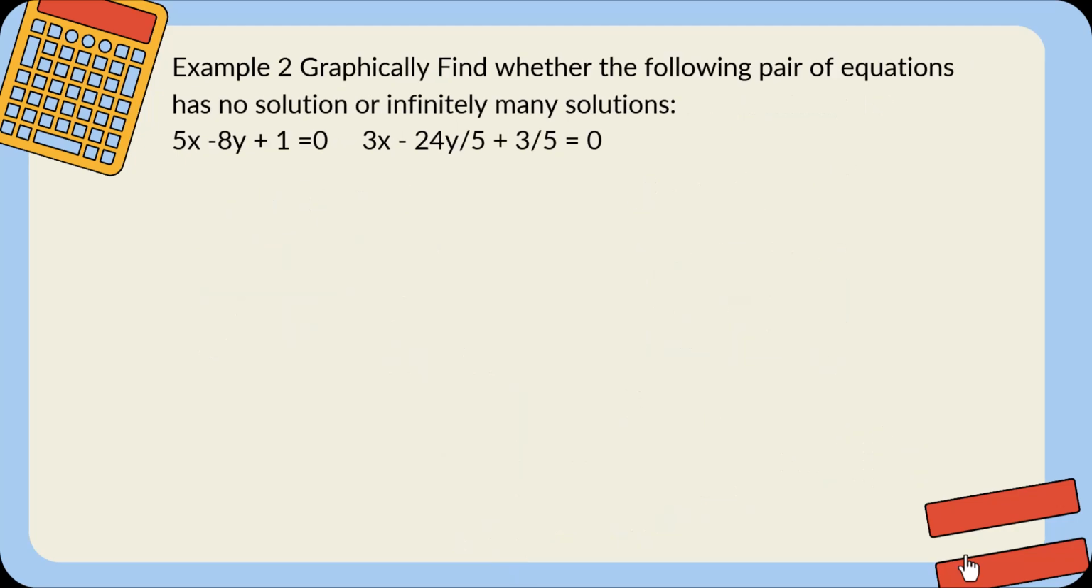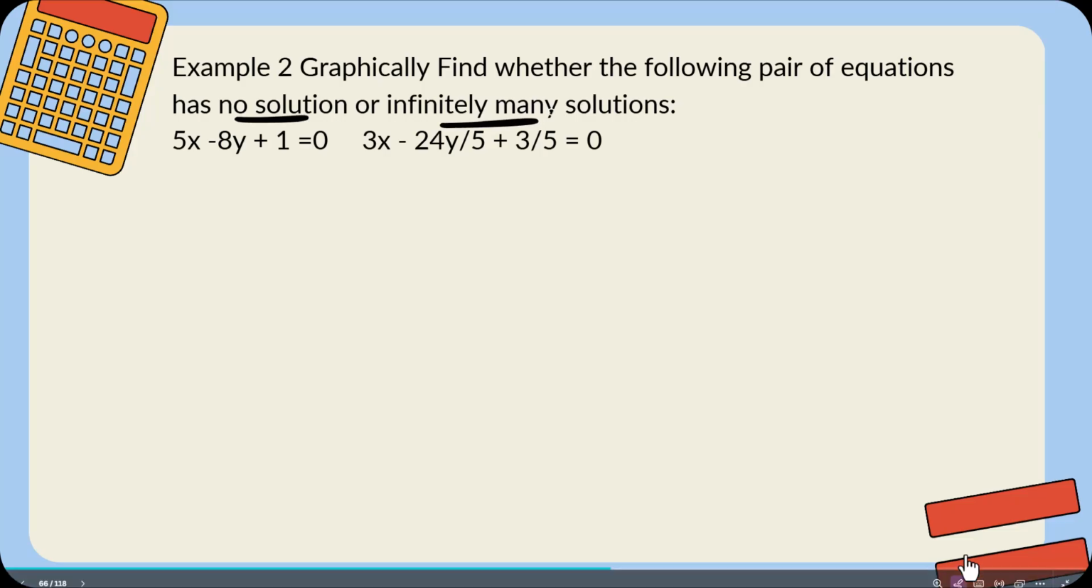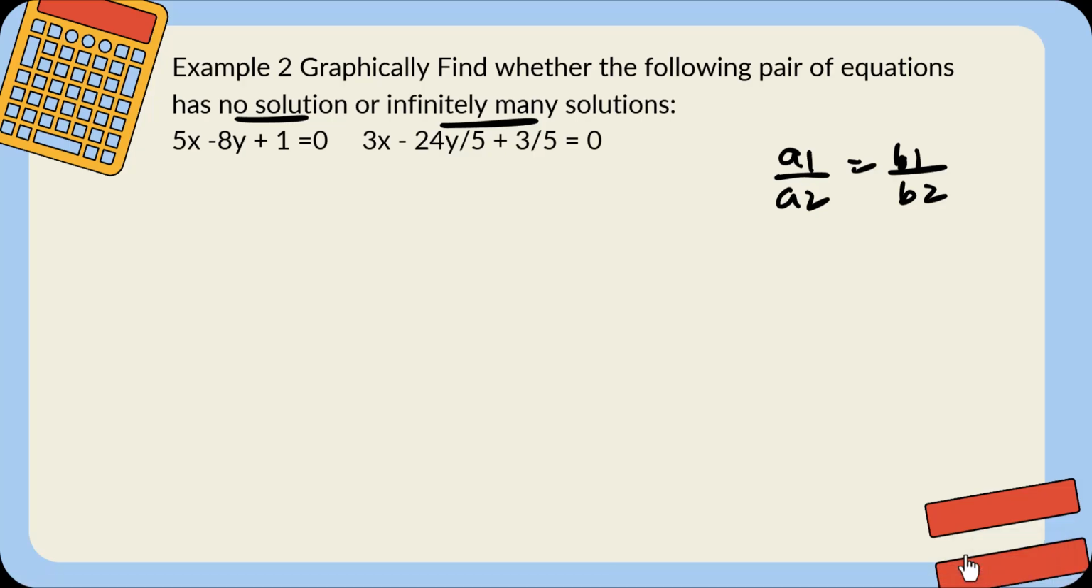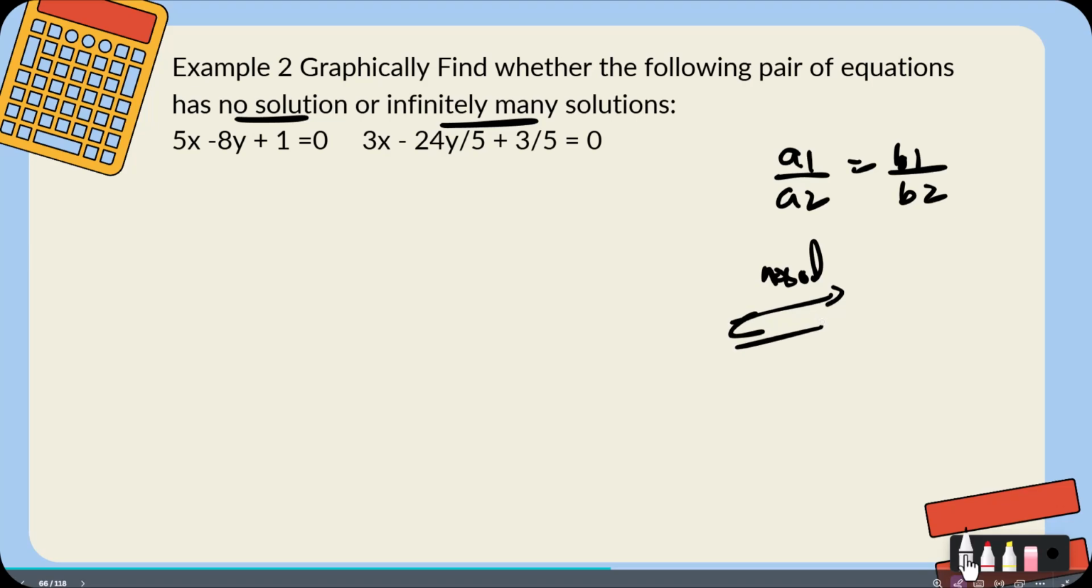Graphically, check whether the following pair of linear equations has no solution or infinitely many solutions. We have to find this by the graph, but without looking at the graph also we can clearly say. They're asking for no solution and infinitely many solutions. So all we need to look at is whether a1/a2 = b1/b2 or not. No solution happens when the lines are parallel. When the lines are parallel, a1/a2 = b1/b2 is not equal to c1/c2.